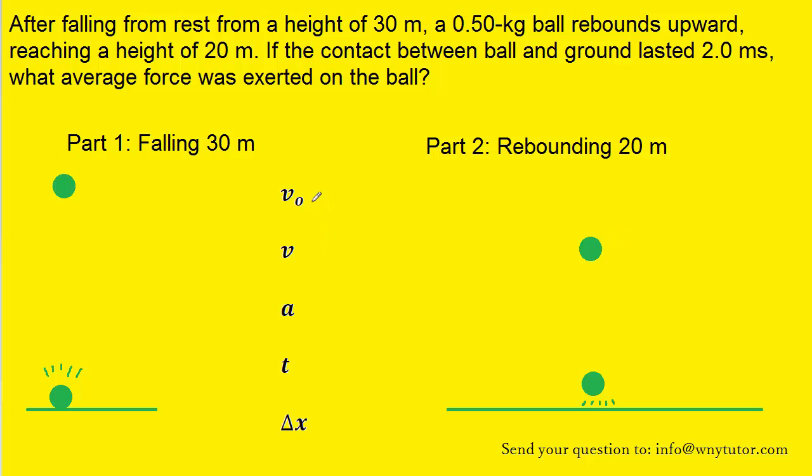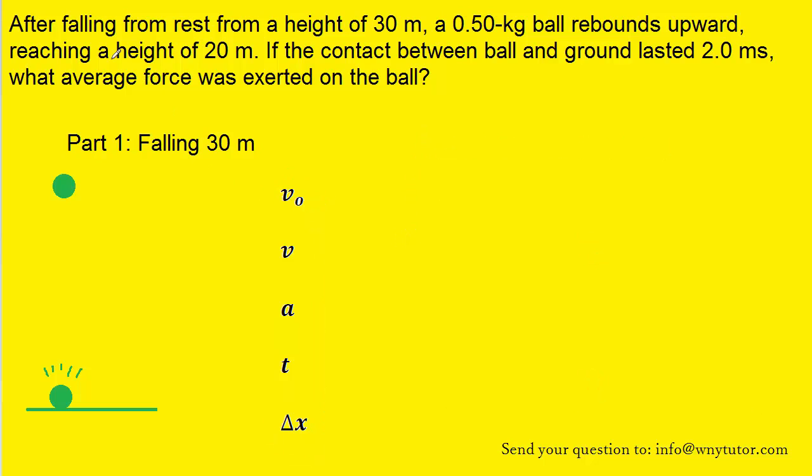In both parts of the question, it's a good idea to list out the values that we know from kinematics. Remember, v0 is the initial velocity of the ball, v would be the final velocity, a is the acceleration, t the time, and delta x would be the displacement. Let's set part 2 aside for now and focus on part 1.